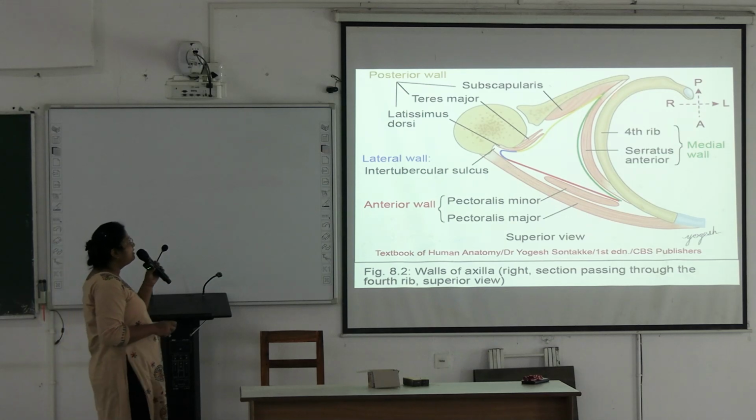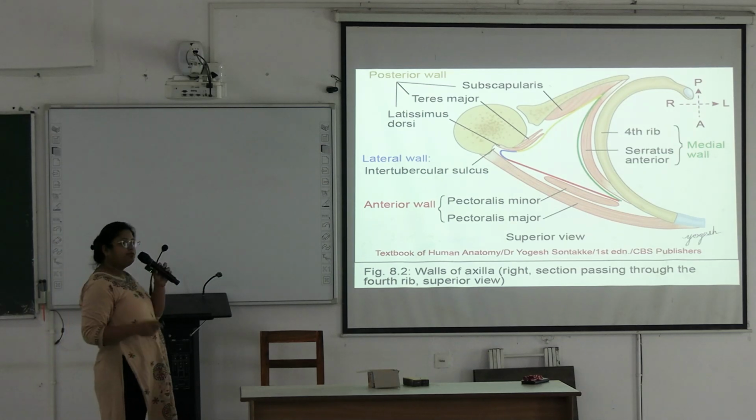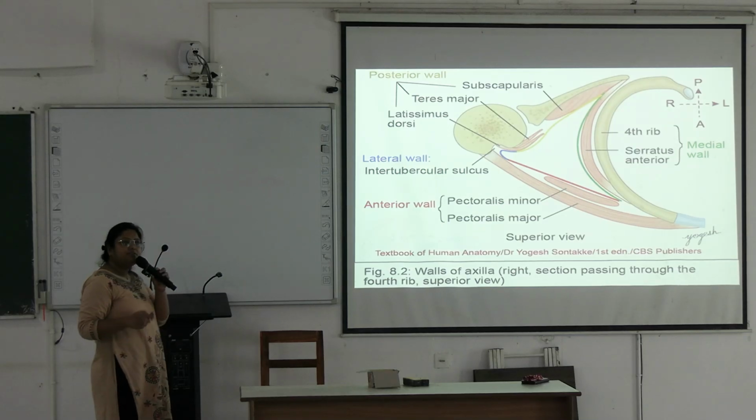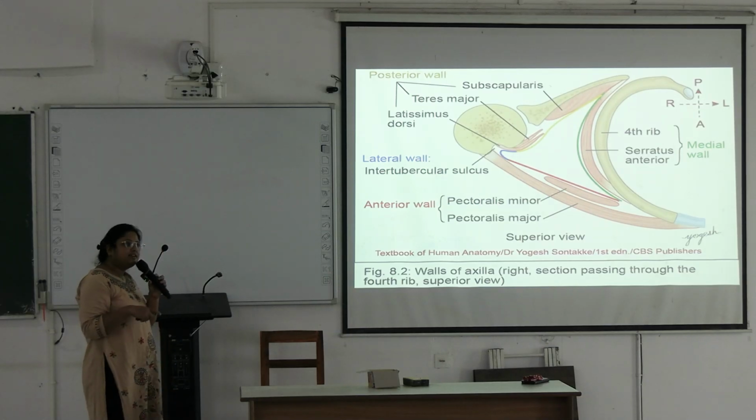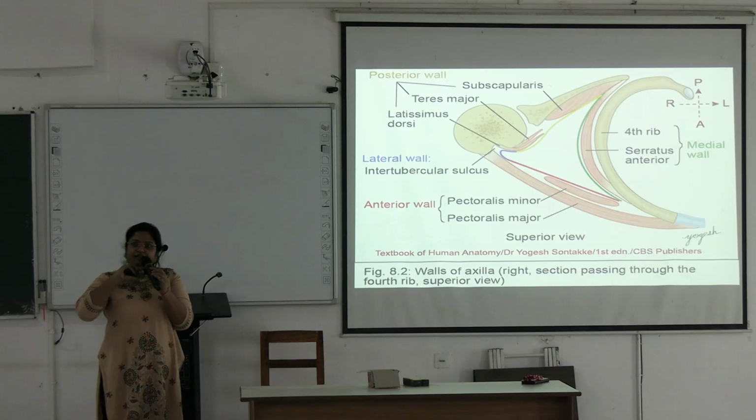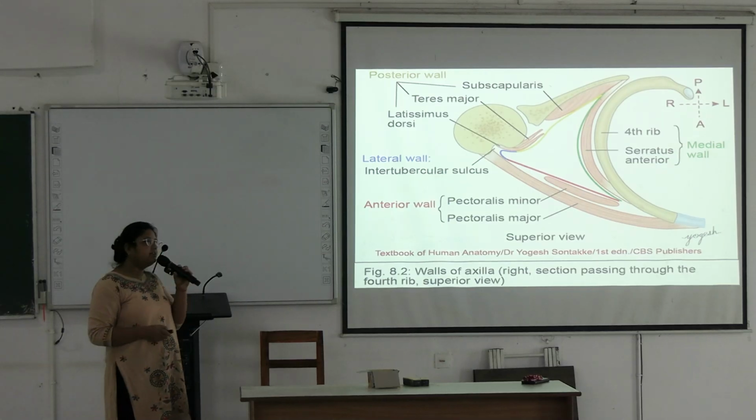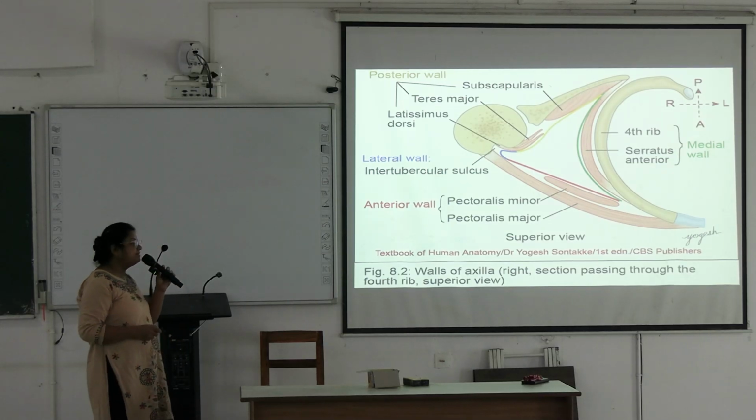Here is the medial wall. It is formed by the upper four ribs and the intercostal spaces containing the intercostal muscles and the serratus anterior muscle. Here is the serratus anterior muscle and over it lies the nerve to serratus anterior, the long thoracic nerve. You have to see the long thoracic nerve over the serratus anterior.